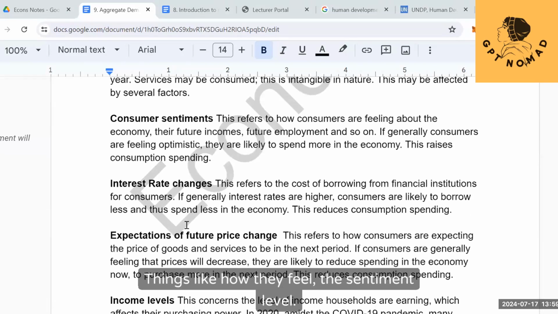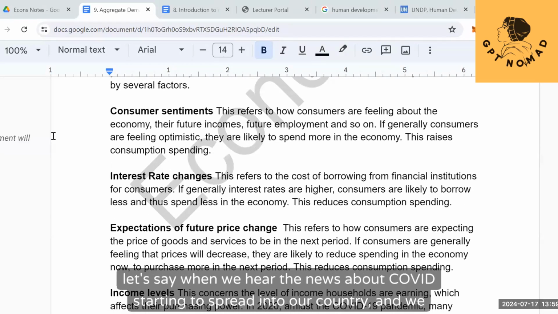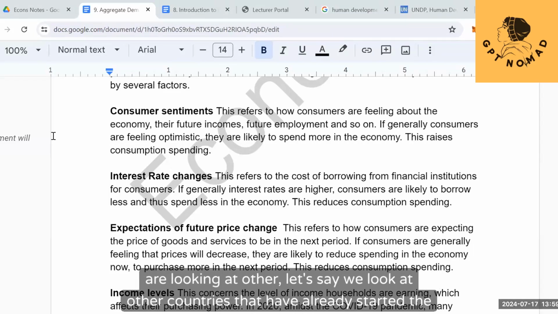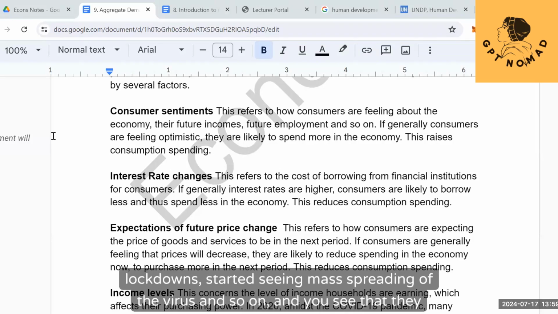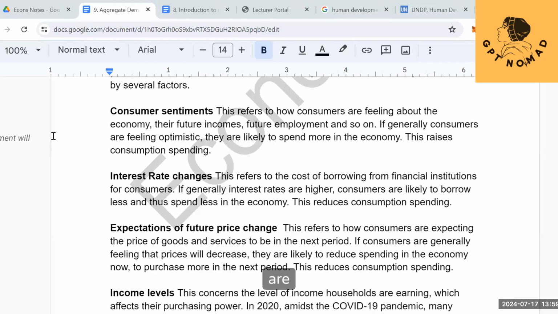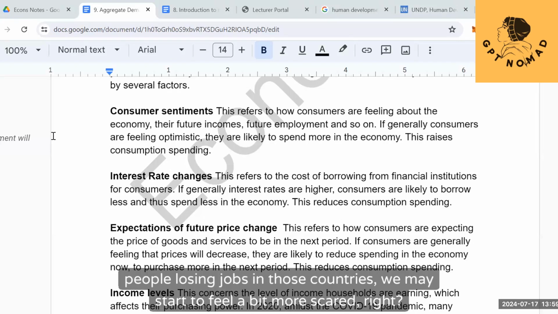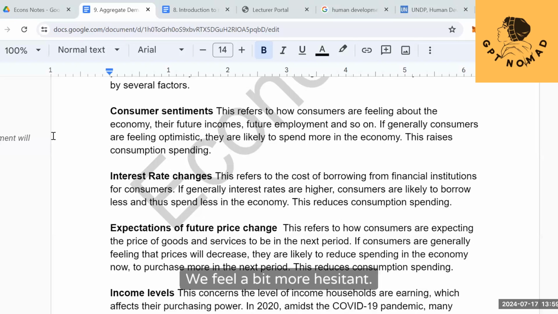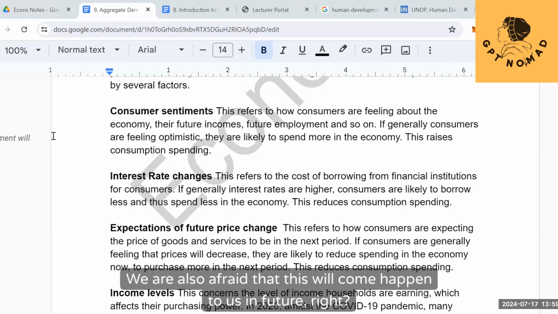Things like how they feel, the sentiment level. Let's say when we hear the news about COVID starting to spread into our country, and we look at other countries that have already started the lockdowns, started seeing mass spreading of the virus and so on, and you see that there are people losing jobs in those countries, we may start to feel a bit more scared. We feel a bit more hesitant. We are also afraid that this will happen to us in future.